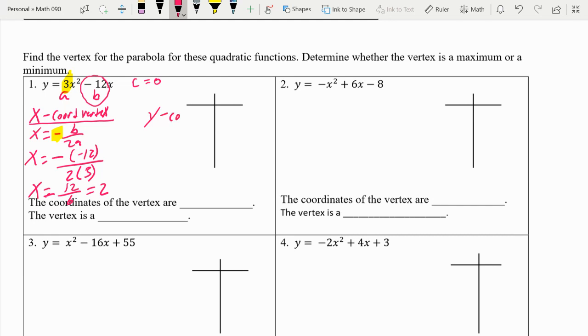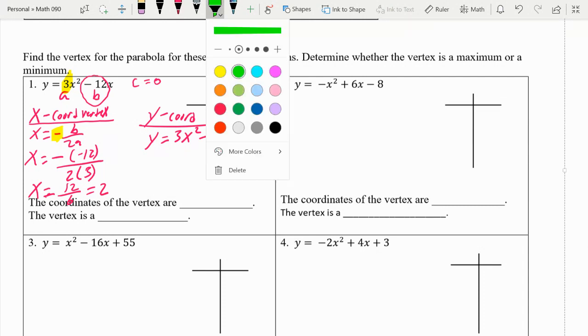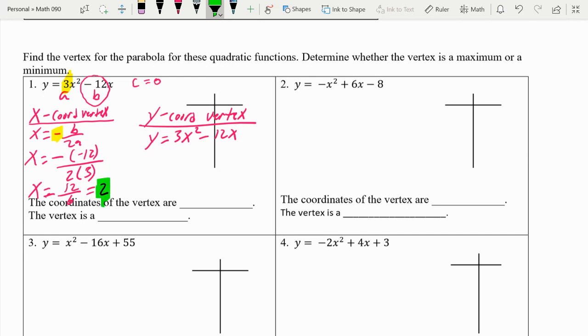Now to find the y coordinate of the vertex. Now I'm going to write over that. I have no idea what that's there for. So for the y coordinate of the vertex, we're going to rewrite that equation that they gave us. Whatever we calculated, we're going to plug it in for x. And when you plug it in, use parentheses. I cannot emphasize that enough.